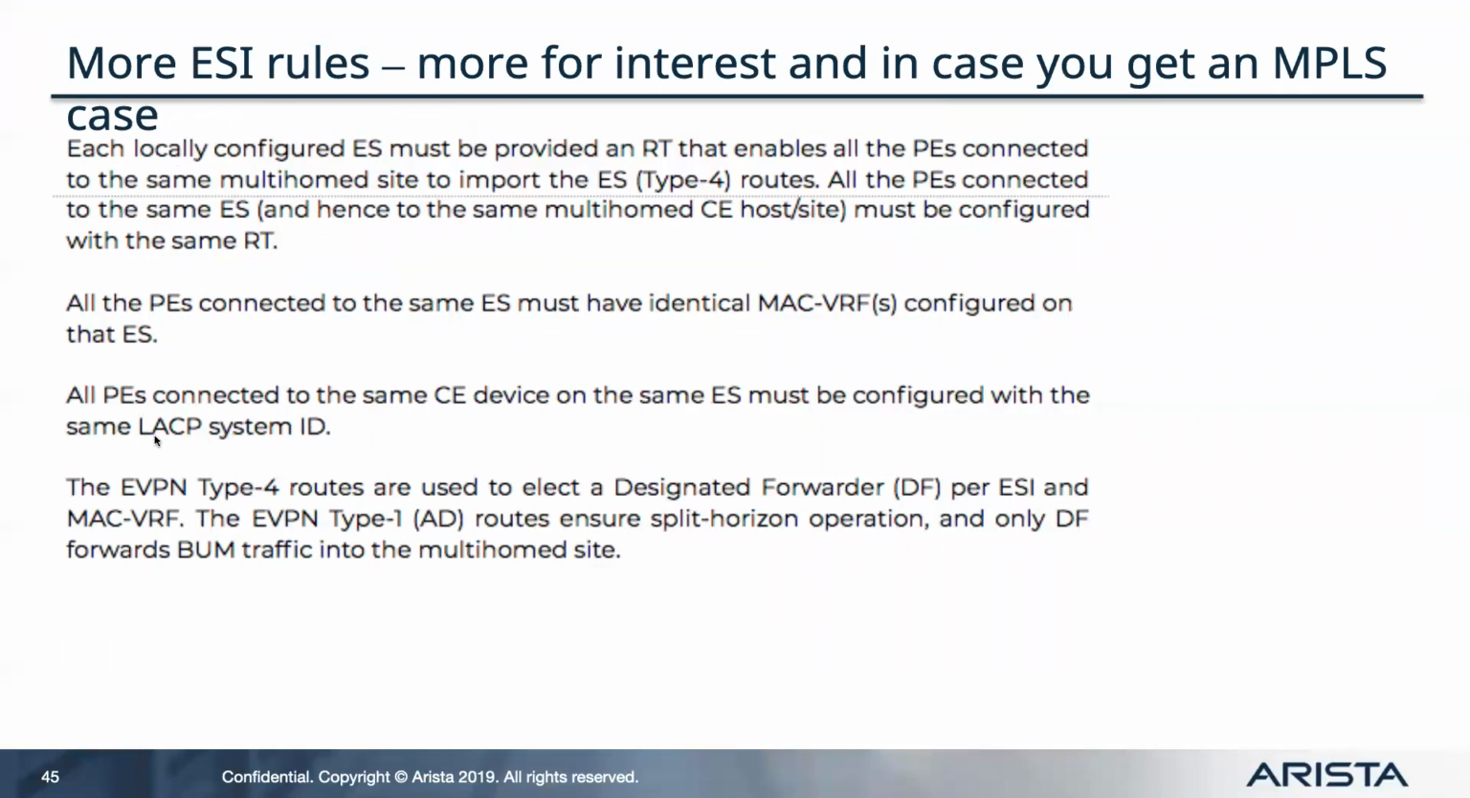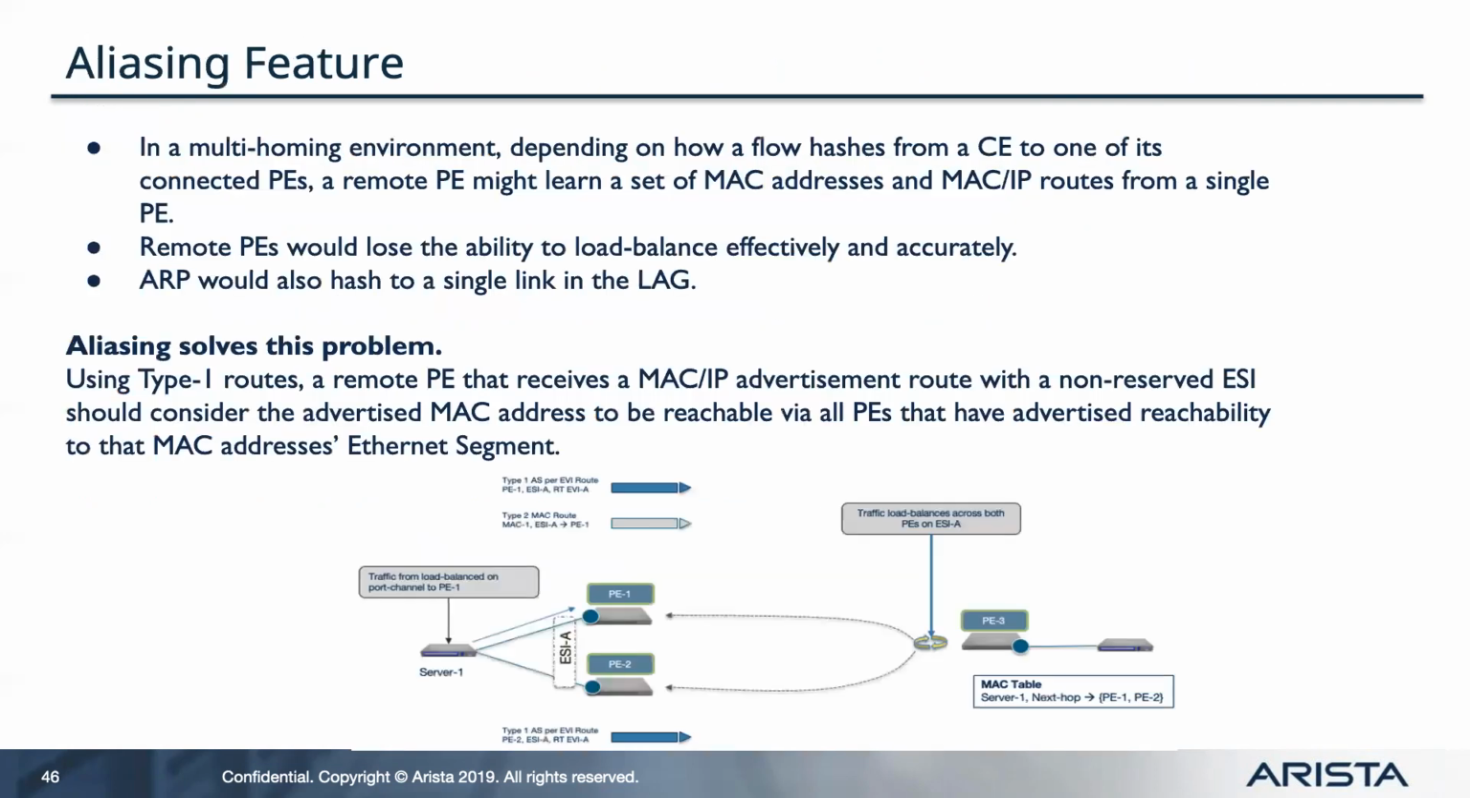We should have the same LACP system ID. We discussed why we need the same LACP system ID. And the designated forwarder, we'll discuss when we discuss the type 4 route: why the designated forwarder is needed and what its use case is. So this is the common rule: RT configured, LACP system ID the same, and MAC-VRF configuration also the same. DF we will discuss next with type 4.